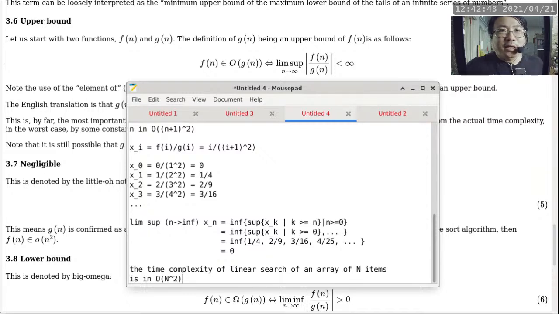So the bottom line is big O is looking at an upper bound of the time complexity of an algorithm. So when we use the word upper bound, it doesn't have to be a tight bound. It can be a very unreasonable upper bound. Okay, I can give you an analogy.